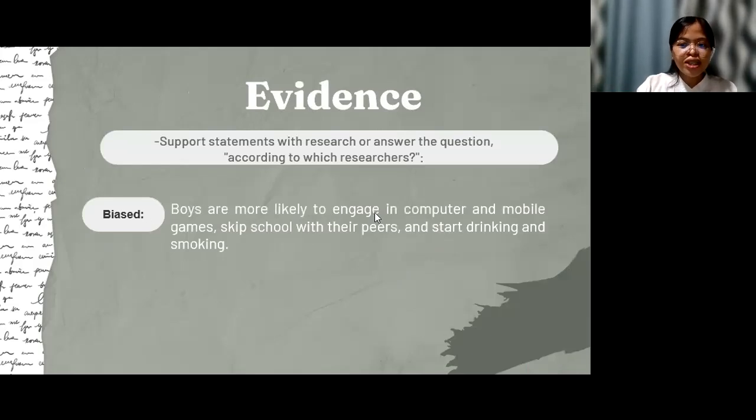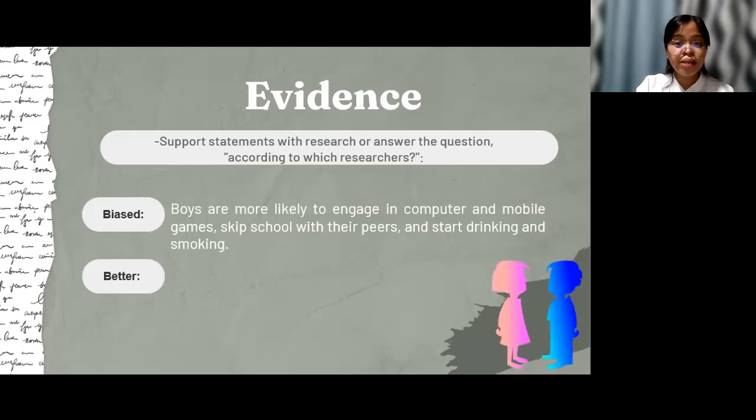Boys are more likely to engage in computer and mobile games, skip school with their peers, and start drinking and smoking. Oh, boys. What is your reaction about this statement? It's trying to say that you are more likely to engage in computer and mobile games. How do you react on this? Click the reaction button. Okay, since I cannot see you, I don't know how you are reacting. So we'll be using this nonverbal feature of our Zoom application. All right. So let's see how we can make it better.